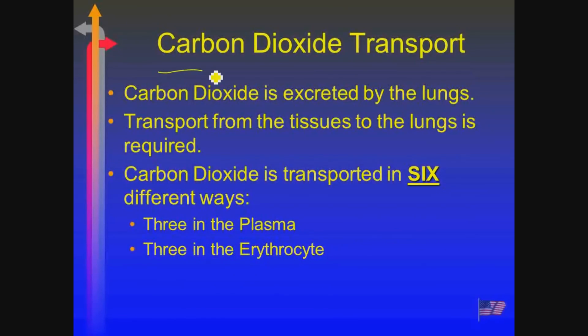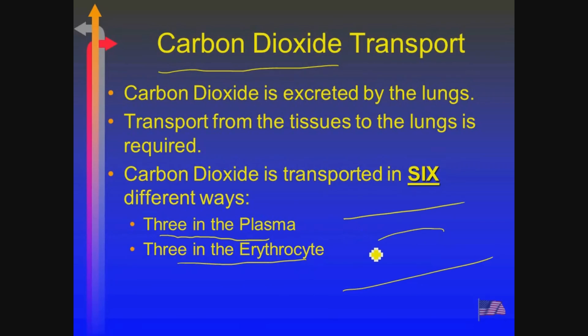So how does the CO2 get from the tissues back to the lungs? Well, there's 6 ways. We know that the carbon dioxide has to come back. We're not one of these species that has the ability to allow CO2 to pass through our skin and get rid of it that way. We have to physically move it back to the lungs. It's the only way that CO2 can be excreted. So there's 6 ways, 3 of which are in the plasma, 3 of which are in the erythrocyte. So if I think of my bloodstream, here's my erythrocyte with hemoglobin in there. There's going to be 3 ways that are in the plasma and 3 ways which are in the erythrocyte.